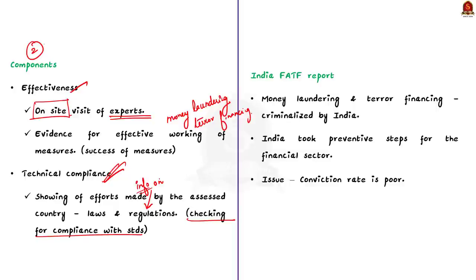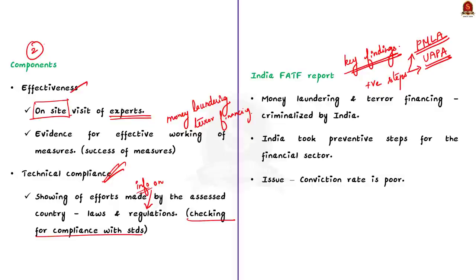The evaluation states that India has taken some positive steps by criminalizing money laundering. Here they are talking about the Prevention of Money Laundering Act and terrorist financing. Here they are talking about the UAPA, which is nothing but the Unlawful Activities Prevention Act. See, these two measures give punishment once the crime is conducted.